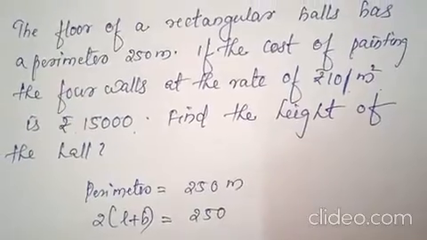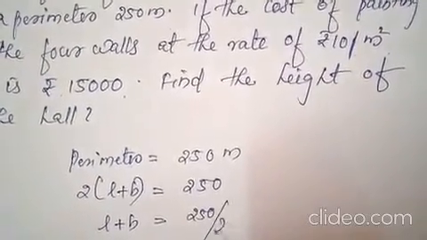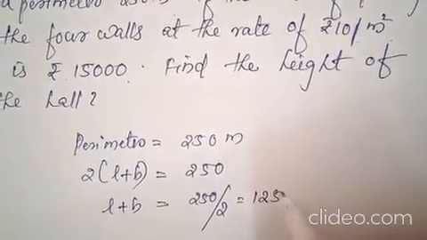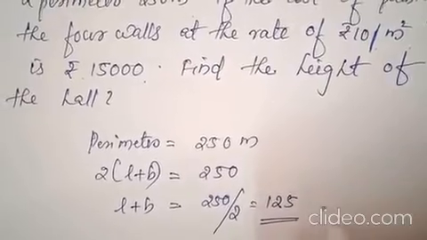So L plus B equals 250 divided by 2. We will get 125. Is it? 125. So this is the first equation.